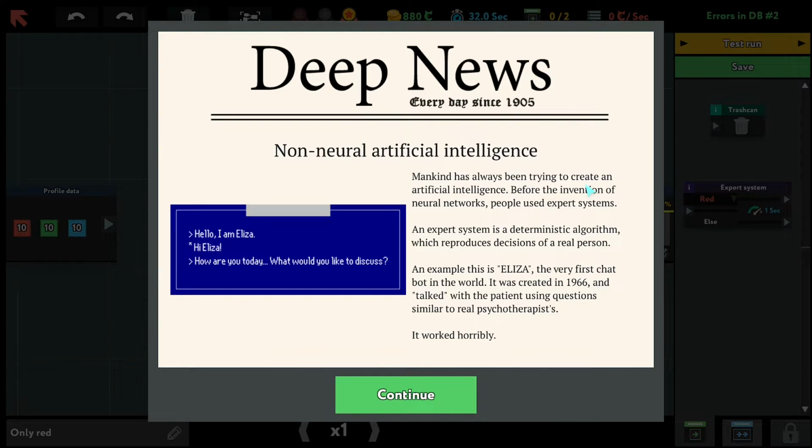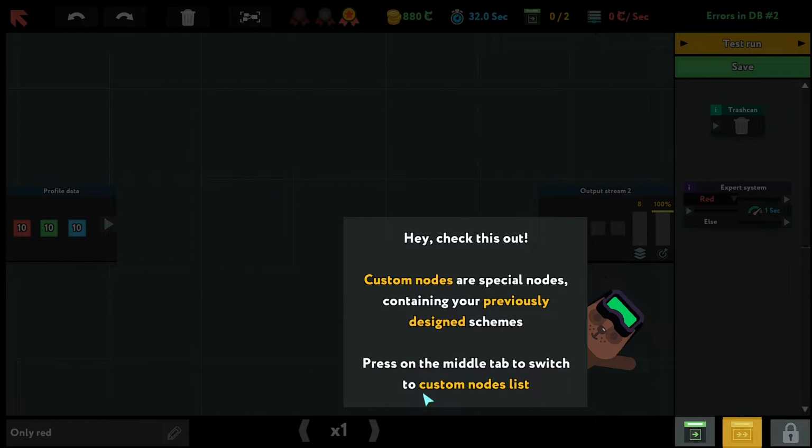Mankind has always been trying to create an artificial intelligence. Before the invention of neural networks, people used expert systems. An expert system is a deterministic algorithm which reproduces decisions of a real person. An example of this is Eliza, the very first chatbot in the world. It was created in 1966 and talked with the patient using questions similar to real psychotherapists. It worked horribly. People probably killed themselves because of this thing, honestly.